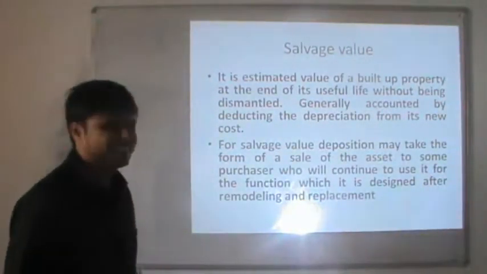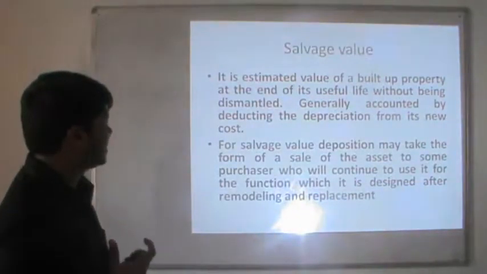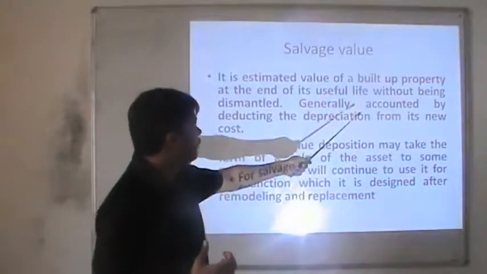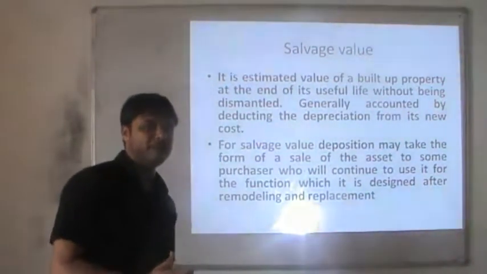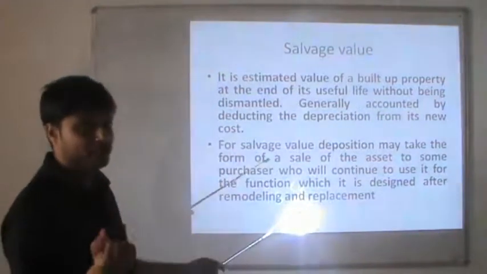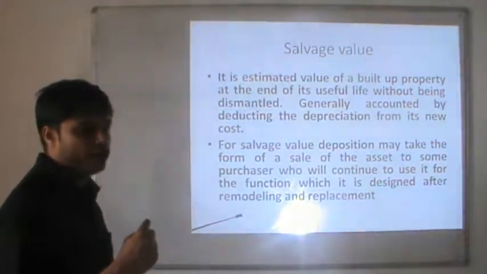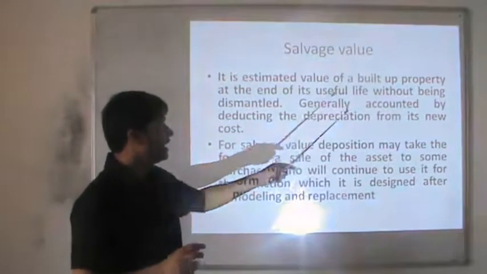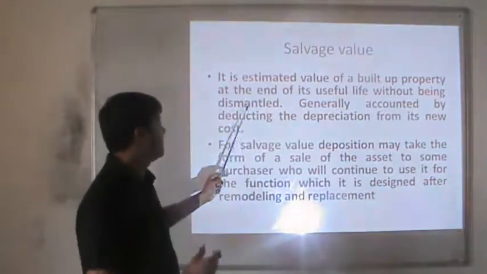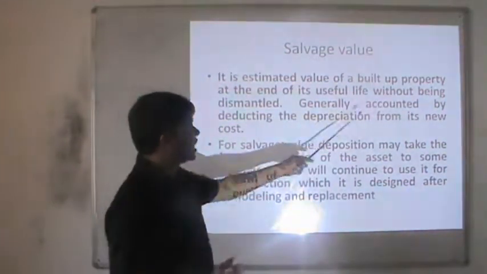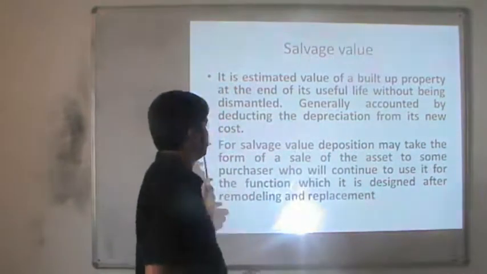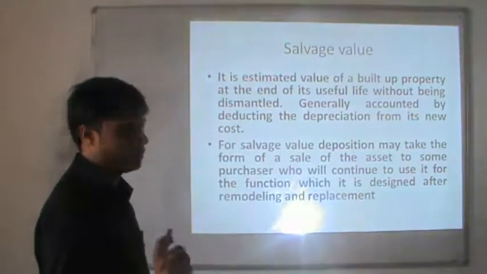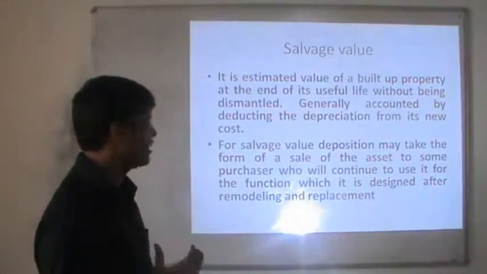Now, what is salvage value? It is the estimated value of a built up property at the end of its useful life without being dismantled. So the basic difference between scrap value and salvage value is that one is the value when you sell it after dismantling the property, but this is not after dismantling, it is before or without being dismantled. It is generally accounted by deducting the depreciation from its new cost. So when you purchase this property, you depreciate the cost and subtract it from the cost you purchased at, and you get the salvage value.